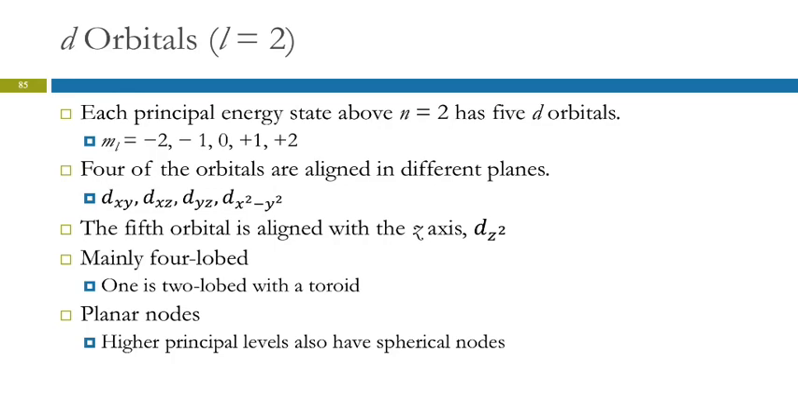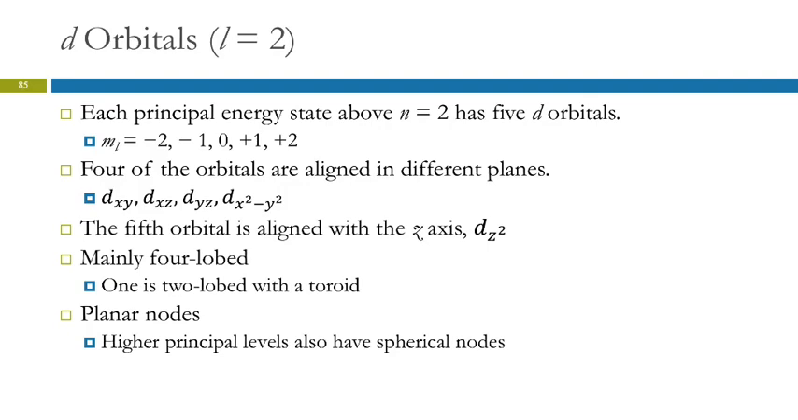When L equals 2, those are the d orbitals. And then M sub L can have 5 different values. So there are 5 d orbitals. 4 of these orbitals are aligned in different planes, and the 5th is aligned along the z-axis. Most of these, well, 4 of them are 4-lobed, and one is really a weird shape. It's a 2-lobed thing with a toroid.